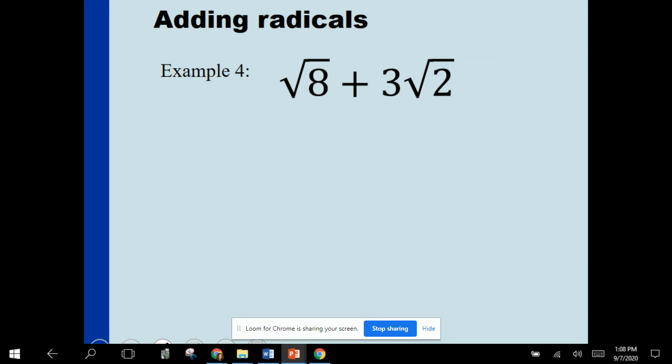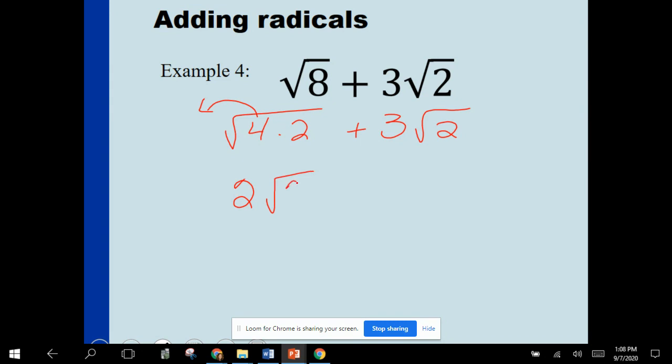Looking at this one, it has 2 different radicands, but what I know about 8 is that it has a perfect square factor. So I'm going to simplify 8. 8 has a perfect square factor of 4 times 2, plus 3 times the square root of 2. The 4 is a perfect square, so I'm going to take it out. The square root of 4 is 2. That leaves a 2 inside the radical because it's not a perfect square, plus 3 times the square root of 2.